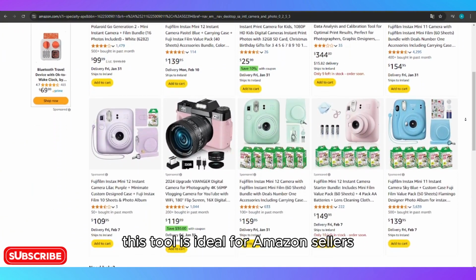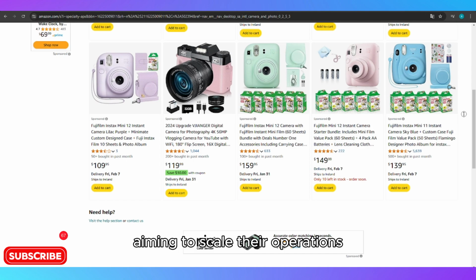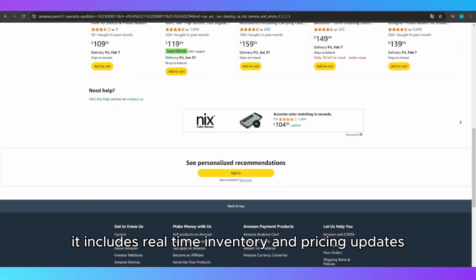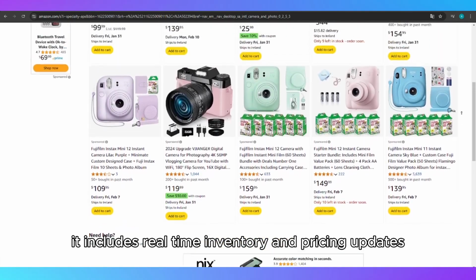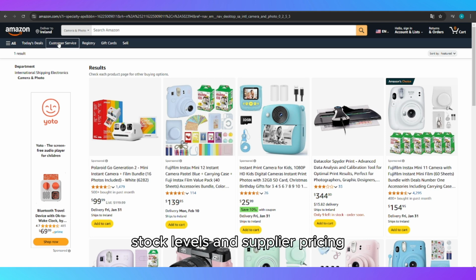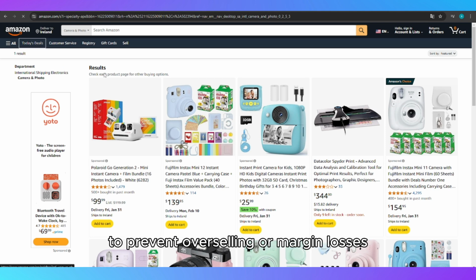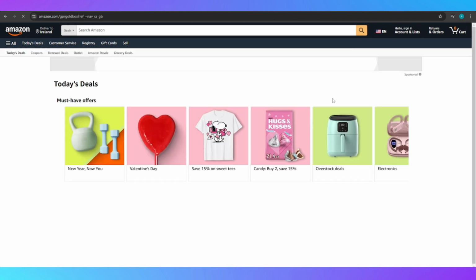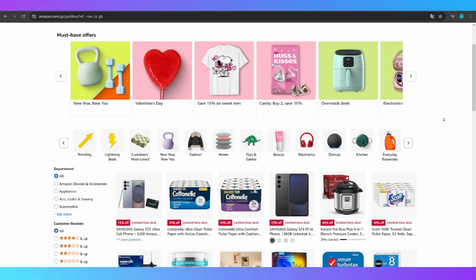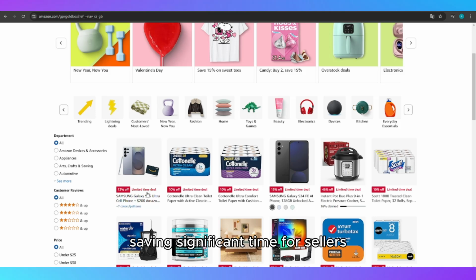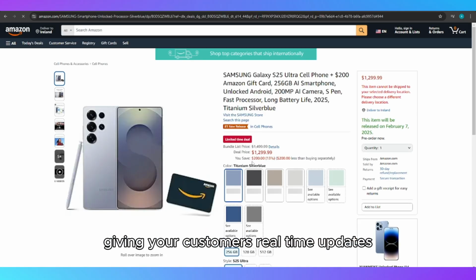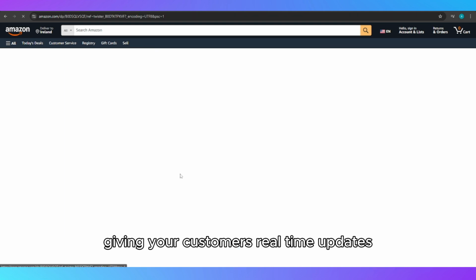This tool is ideal for Amazon sellers aiming to scale their operations or streamline manual tasks. It includes real-time inventory and pricing updates, ensuring your store always reflects accurate stock levels and supplier pricing to prevent overselling or margin losses. The integrator also offers bulk product listing tools, saving significant time for sellers managing large catalogs, and order tracking automation, giving your customers real-time updates.